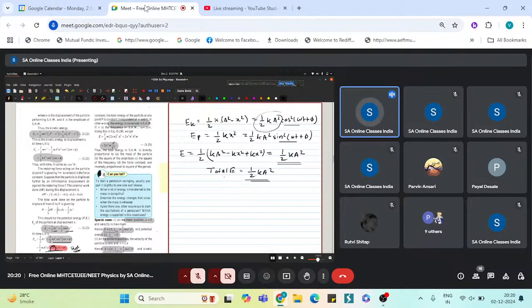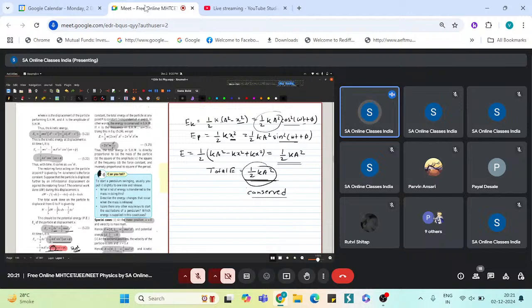The kinetic energy is dependent on x, and the potential energy is also dependent on x, and both are dependent on time. So the kinetic energy and potential energy of the system change with respect to position or time, but the total energy of the system will always be conserved. It is always half k a square, independent of time or position. So this quantity stays the same and is conserved during the whole motion.